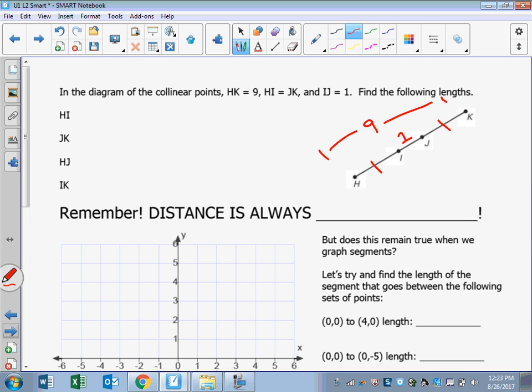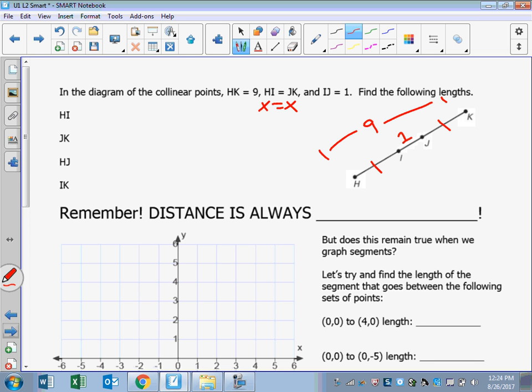Find the following lengths. Now, you're going to have to use some intuition here, a little bit of critical thinking to figure out some of these lengths. HI equals JK. So a way that you denote this in algebra, you could say that they're both equal to X. So they're the same number, so they both would be denoted with the same variable.